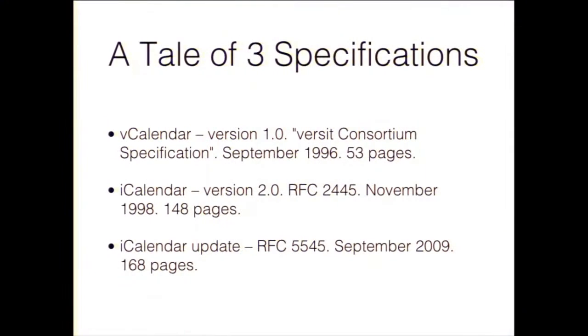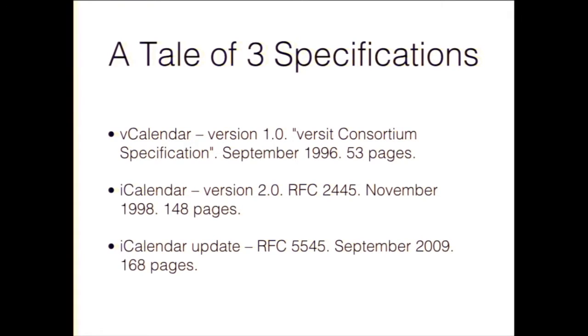Hi, I'm Ashley Willis. This is called Calendars Hate the Living. I'll try to make it quick since there are technical problems. There are 3 iCalendar specifications. The first one is vCalendar version 1. It's a Versit consortium specification, whatever that means. It's from September, 53 pages.